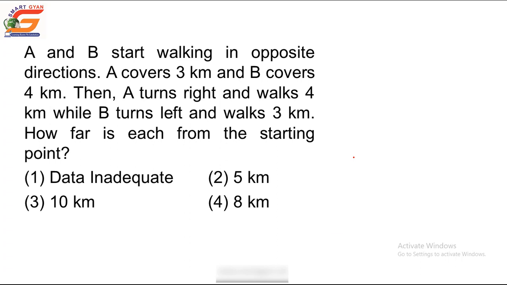A and B start walking in opposite directions. A covers 3 km and B covers 4 km in opposite directions.